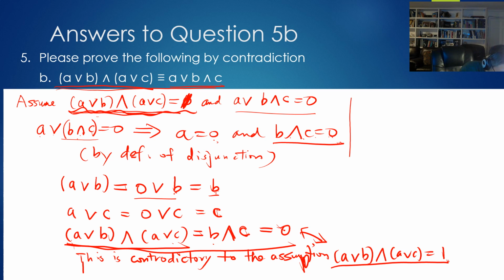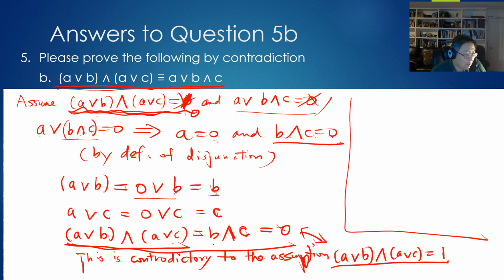I'm not going to actually prove the other side, because we also need to prove the other side. Assume that this side is 0 and this side is 1, and we also get the contradiction. Okay, so then we can prove the whole thing.